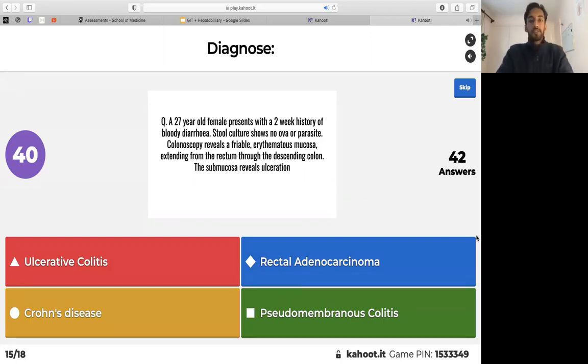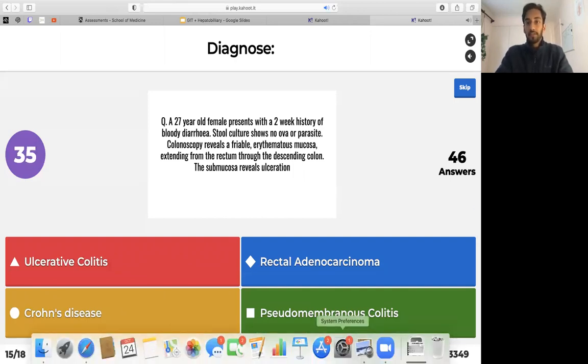So your erythematous mucosa is around the rectum and the descending colon, and the submucosa reveals ulceration.